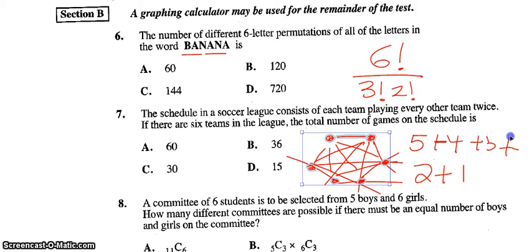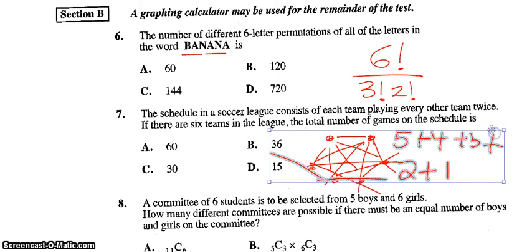All right. So there are 15 ways they play against each other, and then they do it twice. So the answer is double that. So the answer is 15 times 2. The answer is 30.